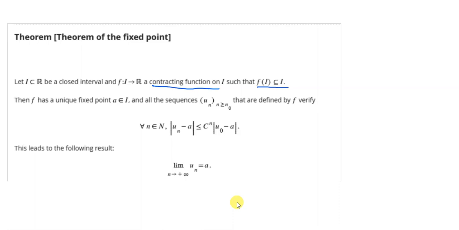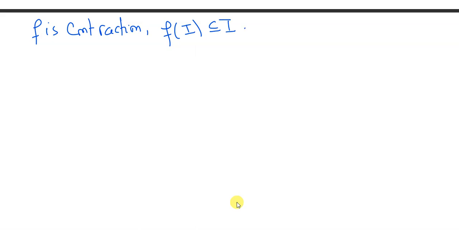So let's take a look at this result. How can the contractive function and the interval that is mapped to itself imply that we have a unique fixed point and that the recursive sequence is convergent to the fixed point, and how can we find this inequality? We suppose that our function f is contracting, is a contraction. We will suppose that the function is defined on I and that I is mapped to itself. So these are the 2 points that we have.